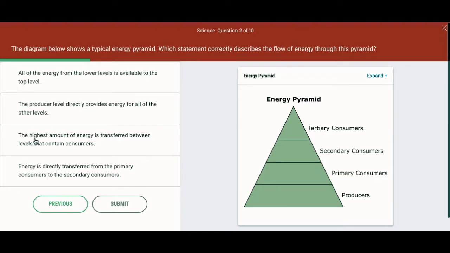So what about C? The highest amount of energy is transferred between levels that contain consumers. So the producer level has the most energy, and we know that energy is transferred from the producers to the primary consumers. So we know that the highest amount of energy is not transferred between levels that contain consumers. So what about the last choice, D? Energy is directly transferred from primary consumers to secondary consumers. So here are the primary consumers, and the energy, yes, it is directly transferred to the secondary consumers. So here's our correct answer.